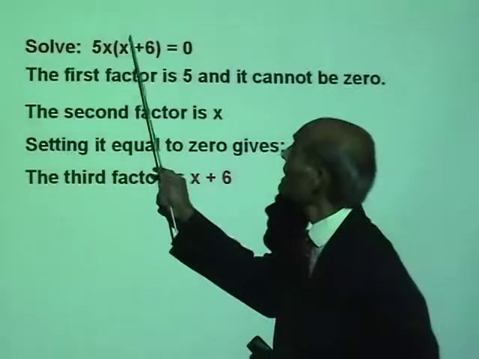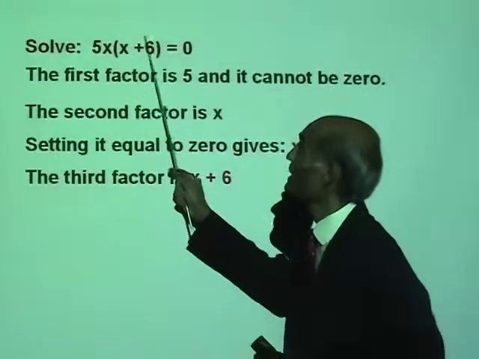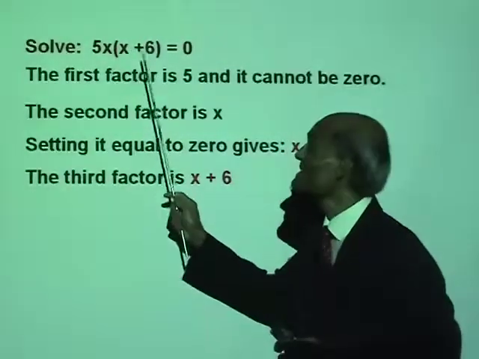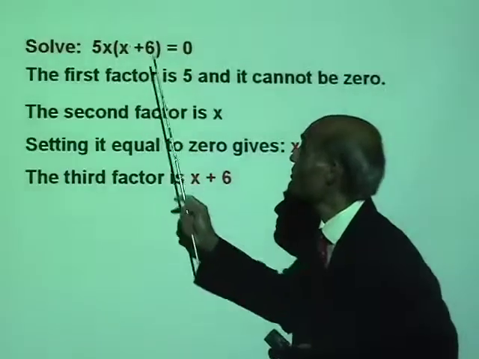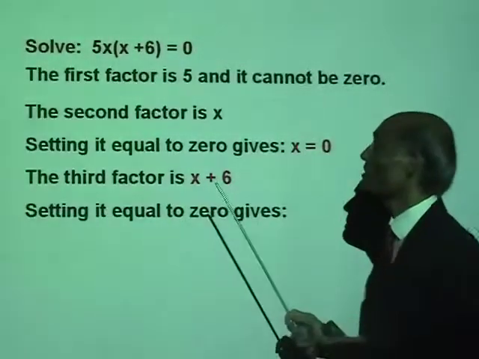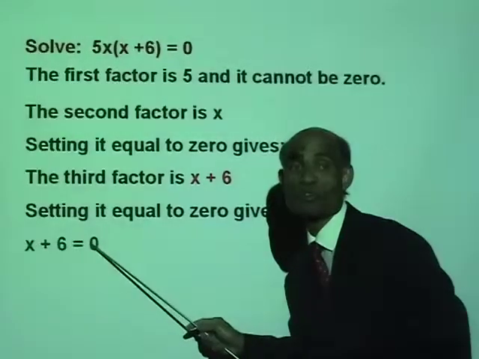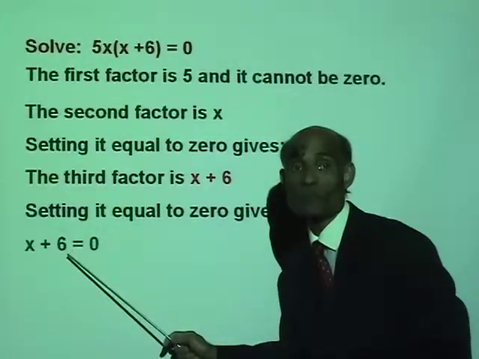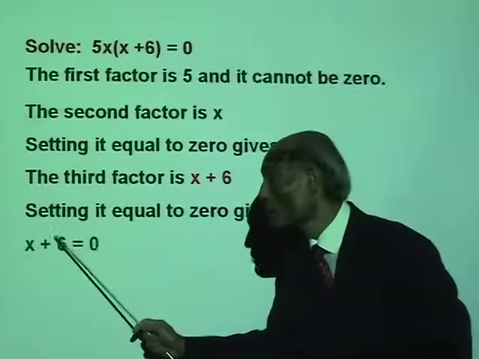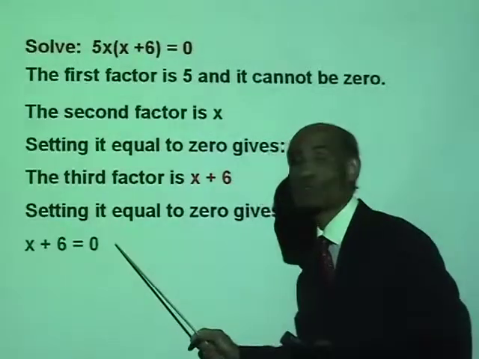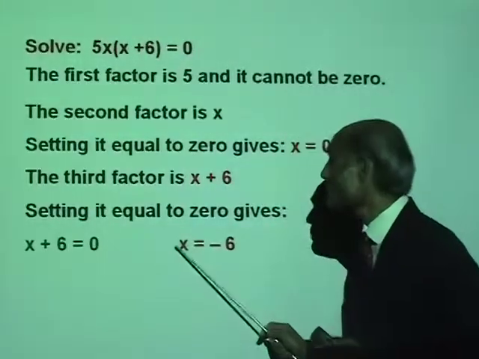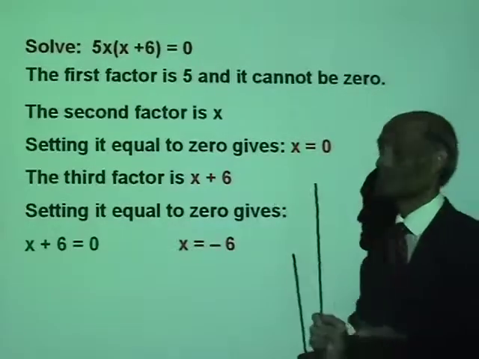Well, the third factor is x plus 6. And setting the factor x plus 6 equal to 0 gives you what? x plus 6 equal to 0. Solve for x from here. What do you do? Move the plus 6 to the right side. You get x equal to -6.